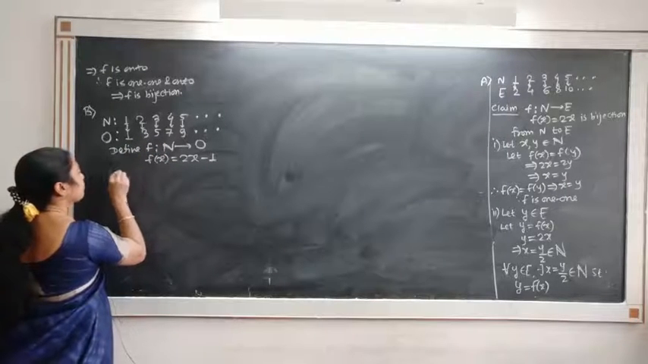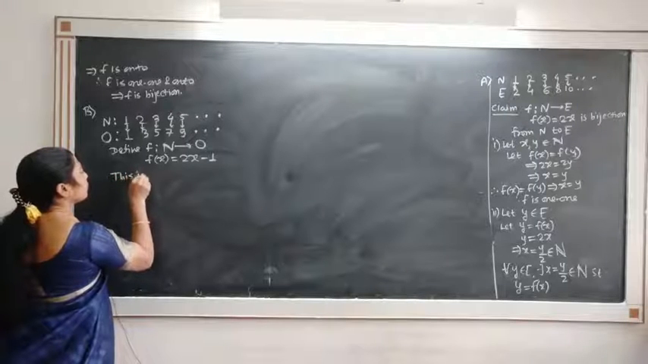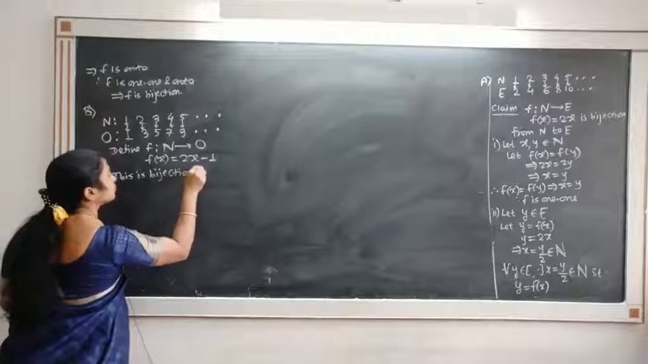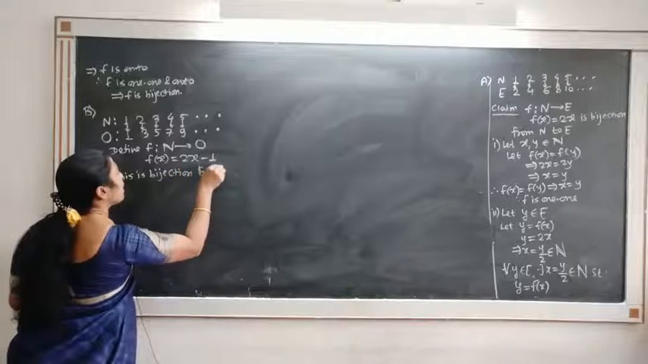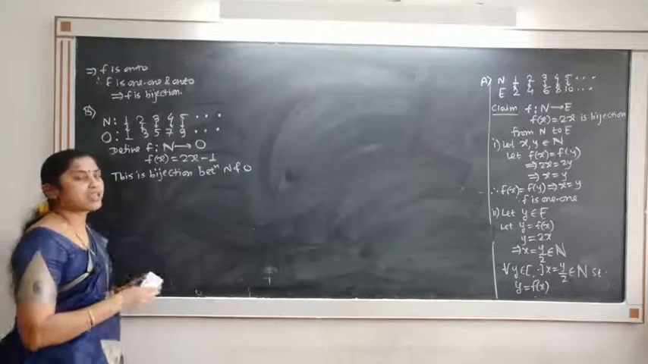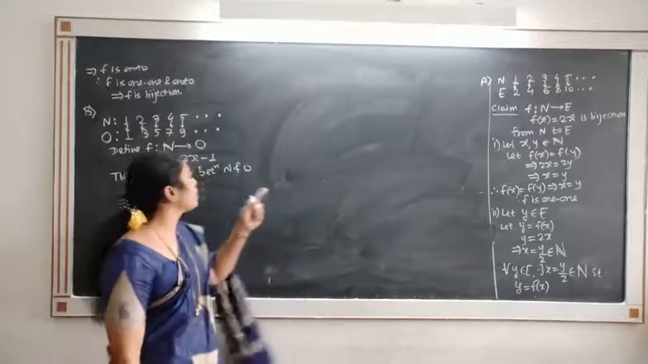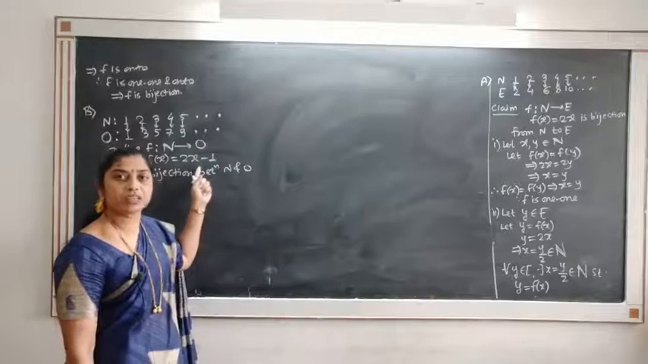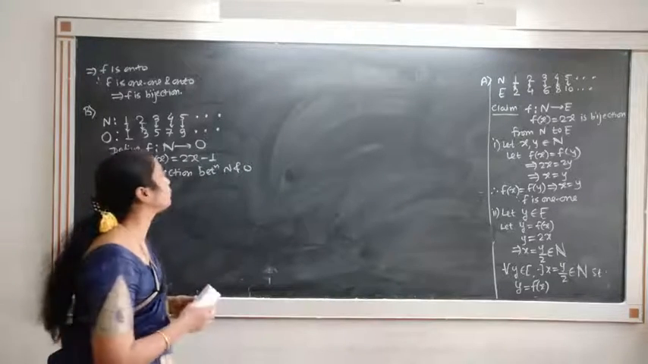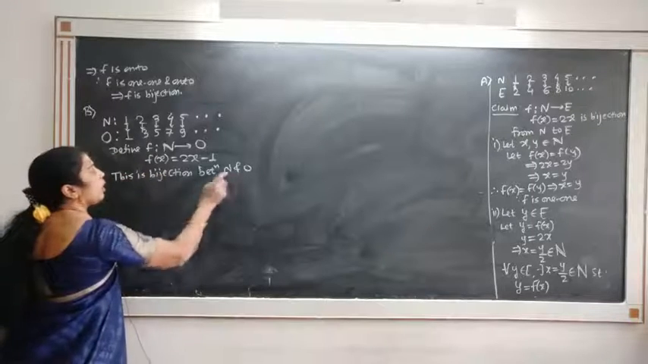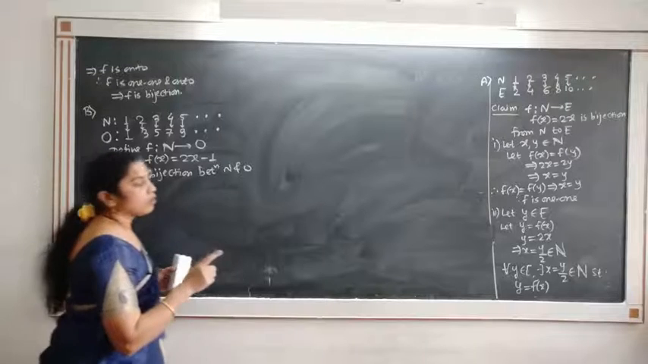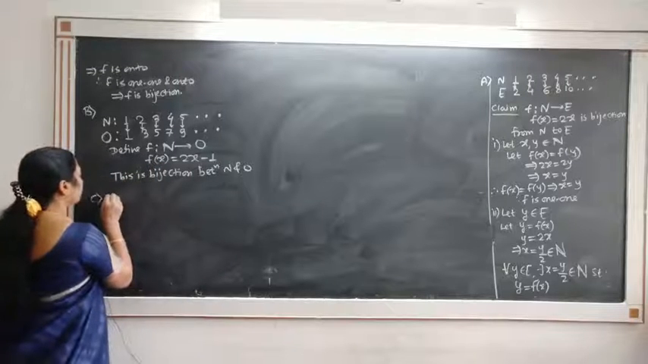So this map is a bijection. It is a bijection between N and O. Now you are able to prove this on similar lines as above. Instead of 2x, we have only considered 2x minus 1. So on similar lines, you are able to show that this is a bijection from N to O.